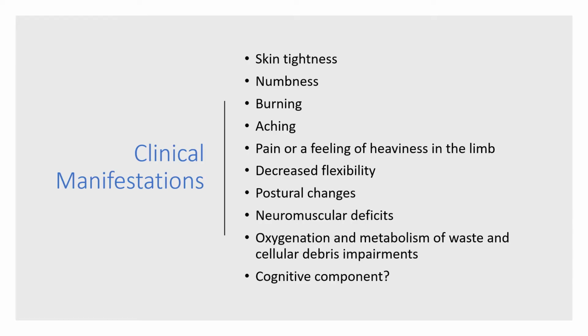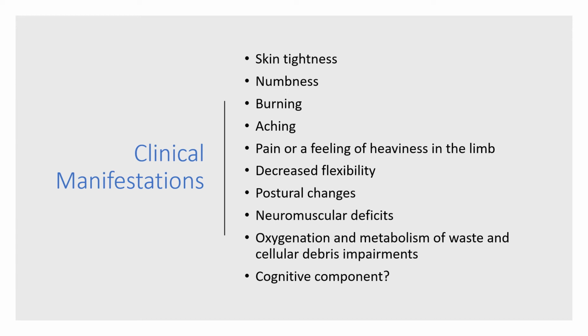So listed here are the clinical manifestations, all the symptoms that the patient may complain of, and also some signs. So skin tightness could be a sign and a symptom. The patient could complain that his or her skin feels tighter, but you may also be able to see it if there's any type of loss of elasticity. Numbness, this is going to be a symptom. Burning, aching, and pain, all symptoms. Decreased flexibility, both a sign and a symptom, because the patient may report it, but you can also see it if you've been with this patient for a good amount of time.